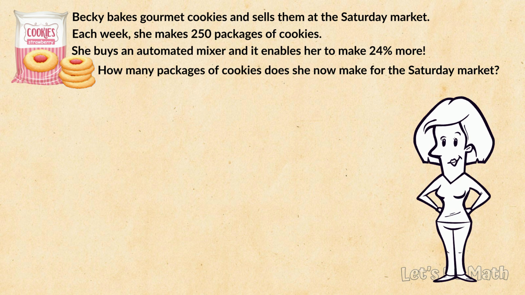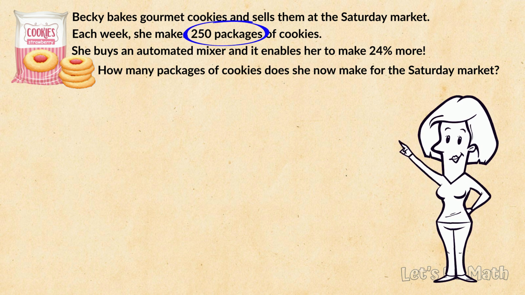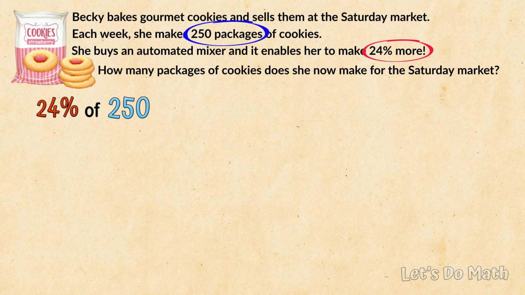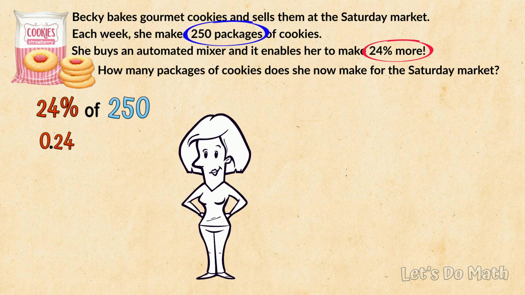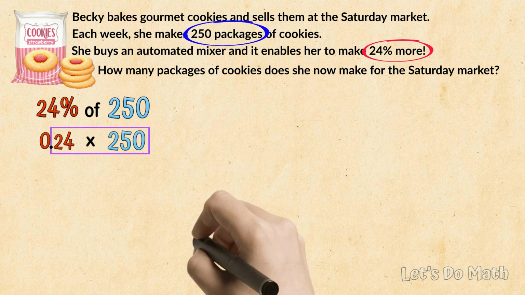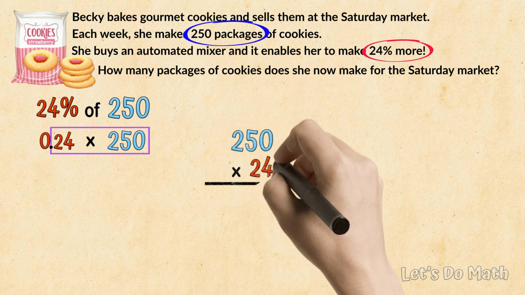The important info here is the amount she made before buying the mixer, 250 packages, and the amount she makes now, 24% more. We could find 24% of 250. 24% is 24 hundredths, and as a decimal, that is 0.24. We can multiply 0.24 and 250. These are the figures to multiply, and we deal with the decimal point afterwards.